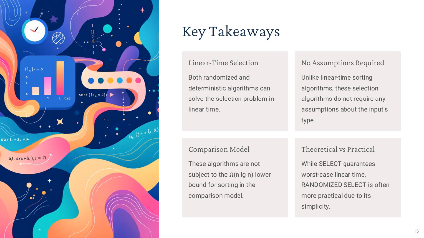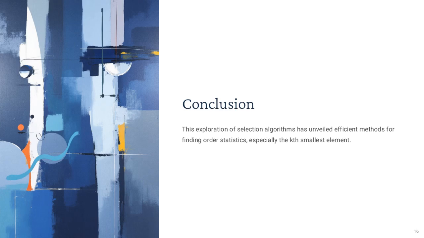In conclusion, the study of selection algorithms reveals efficient strategies for identifying order statistics, particularly the kth smallest element in a dataset. From the simplicity of randomized approaches like randomized select to the theoretical rigor of deterministic methods like select, these algorithms illustrate the power of divide and conquer techniques. The ability to achieve linear time for selection not only improves computational efficiency but also has practical implications in applications ranging from database queries to statistical analysis. By leveraging these advanced algorithms, we can solve the selection problem efficiently in both theory and practice.